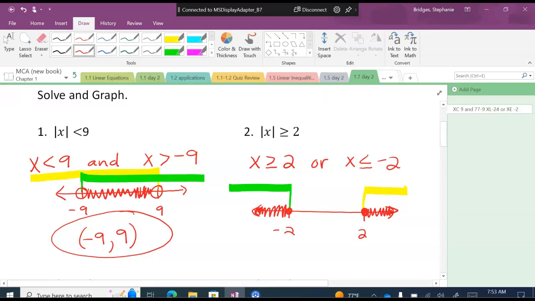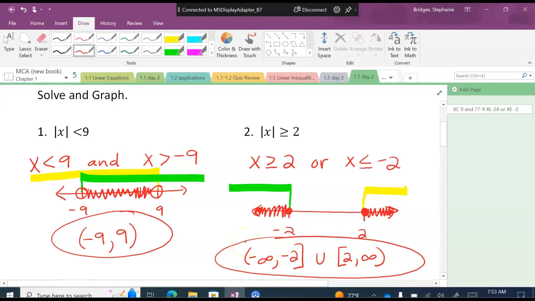Remember when we have the two separate shaded areas, we have to do the union. So let's start on the left side. How far left do I go? Negative infinity all the way to -2, and that's a bracket because it's equal to. And then in union with, what's the other one going to look like? There you go. Anybody have any questions?